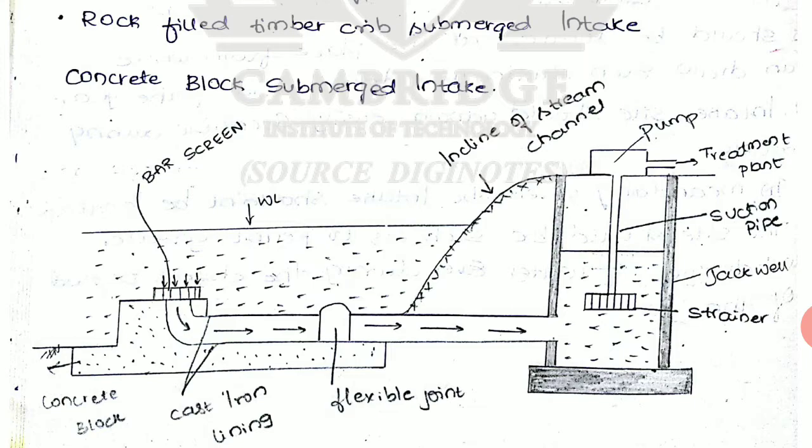Monoblock pumps are used in the intake well. These will be installed on the top of the intake, or the roof of the intake well, and when we switch on the pump, the water will be drawn and sent to the treatment plant. This is the submerged type intake well.